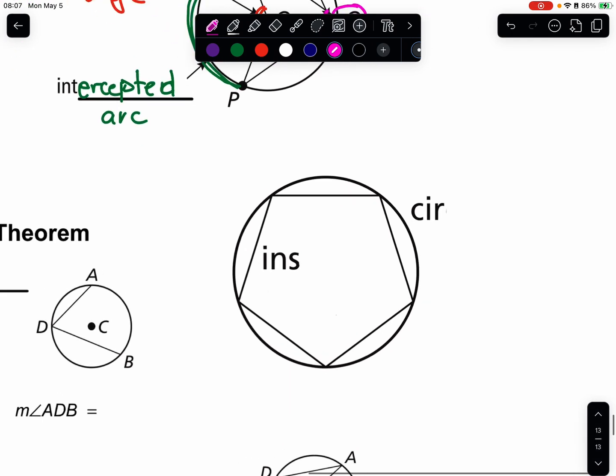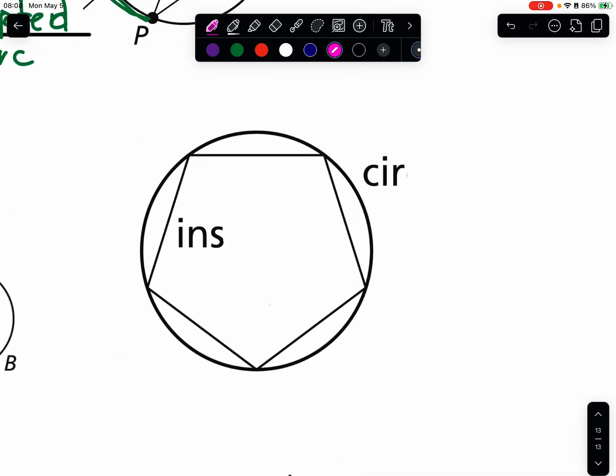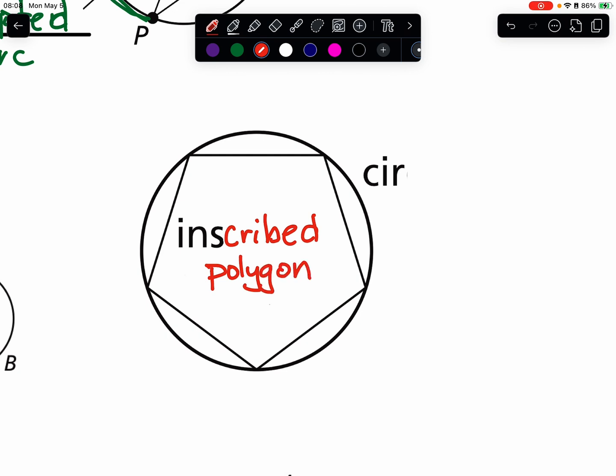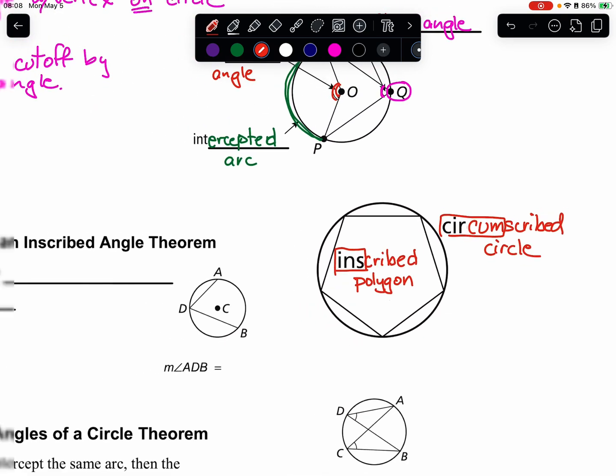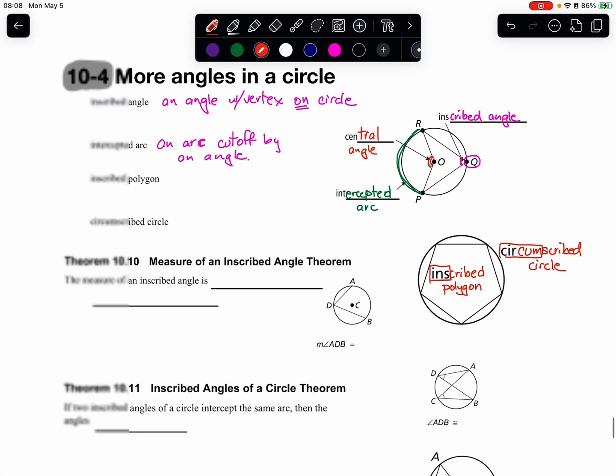Again, let's go to our diagram here to the right. Inside the circle, we have an inscribed polygon. Remember the chapter on polygons? Seemed like forever ago. And on the outside, we have a circumscribed circle. So this means on the outside, whereas this means on the inside. Scribed means to write.